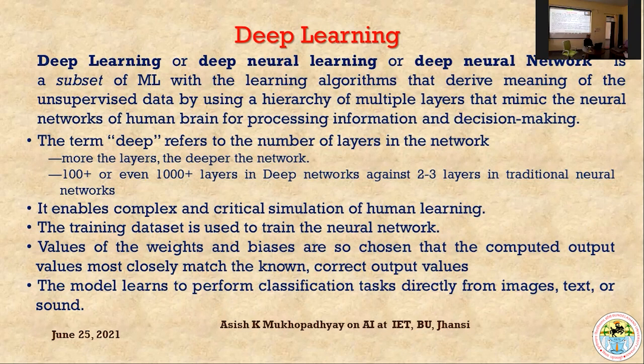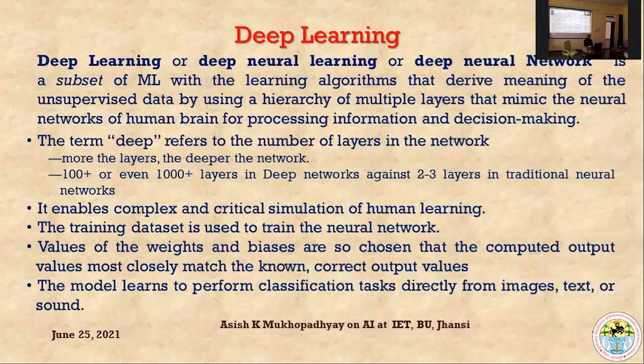Now, in normal machine learning, you may have a maximum of 2-3 layers. You cannot manually do more than that. But in deep learning, it is done automatically. You can have 100 plus or even 1,000 plus layers, depending on the application, as it enables complex and critical simulation of human nature or the human body.